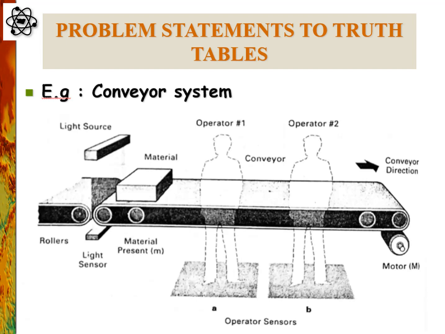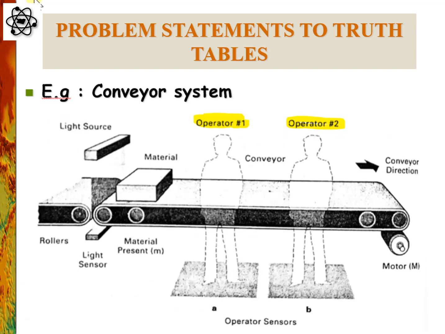Here we present a few examples in order to develop a sense of constructing a truth table from verbal problem statements. In the first example, we consider a conveyor system which is powered by an electric motor in order to move a material when the motor is turned on. As you can observe in the figure, we have two operators. We have the material, we have the motor, we have the switch or the light source which has to be turned on for the system to operate.